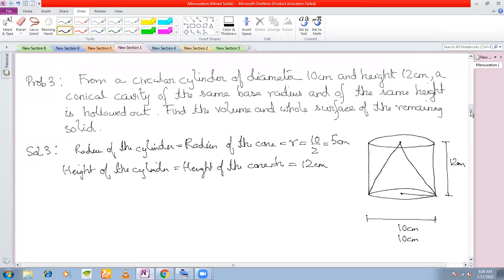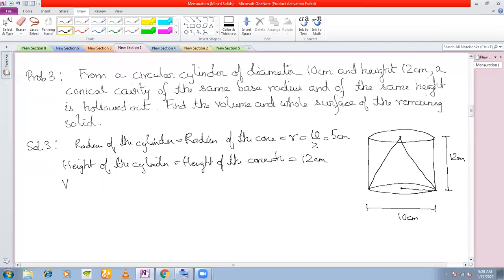Now the first question is find the volume of the remaining solid. Volume of the remaining solid will be volume of the cylinder minus volume of the cone. So that's quite simple. Let's first find the volume of the cylinder. Pi r square h. Pi, r is 5 and h is 12. So how much are you getting here? 12 into 25 pi, right? 12 into 25 will be 300. So you're getting 300 pi. Instead of putting the value of pi, be patient. We'll put it at last.